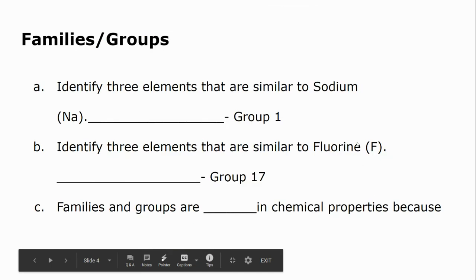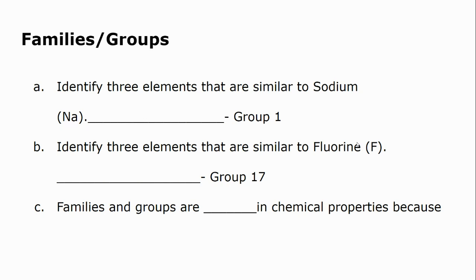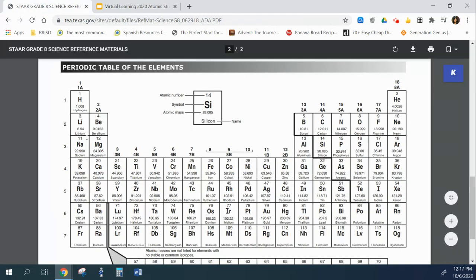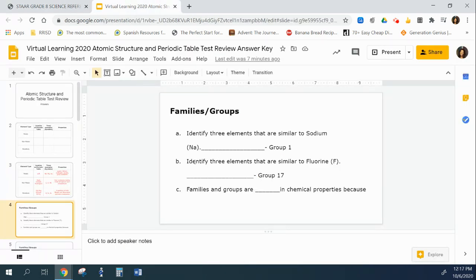Okay, next, identify 3 elements that are similar to sodium. All right, well, I've given you a hint and I've told you that sodium is in group 1. Remember, group 1 is the number that is at the top of the periodic table, and that it refers to the number going down, all of those elements that are going down the column. So if I look at group 1, I know that sodium is the 3rd one down. I can say that hydrogen, lithium, and potassium are in group 1, along with rubidium, cesium, and francium. So you could use some of those elements there.